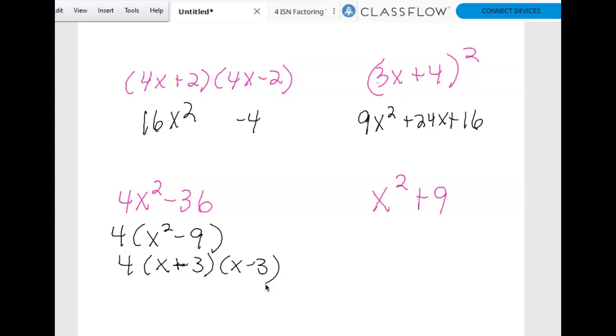X squared plus 9. How do I factor that? Why can I not? X squared minus 9 is a perfect square. That factors. The plus is unfactorable. You can't factor it.